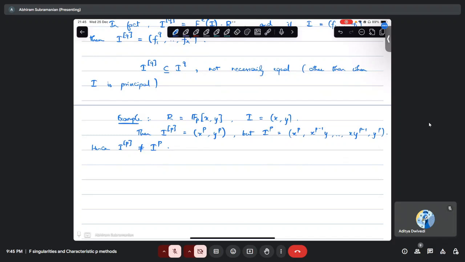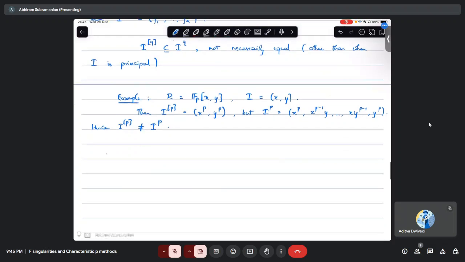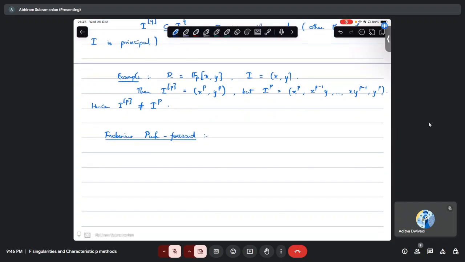Okay. So now we go to the most important topic of this lecture, which is Frobenius push forward. Now, this is very important because it will be used repeatedly in the proofs later, and so it makes sense to cover this in detail.